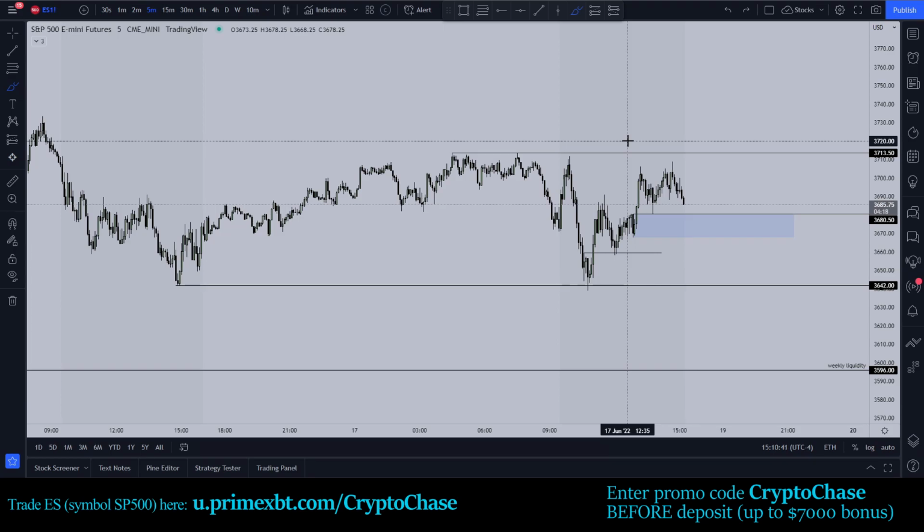And if you're talking about a liquid market, S&P E-mini futures is essentially, I believe, the most liquid market in the world, the S&P 500. So I'll leave it at that, as usual.